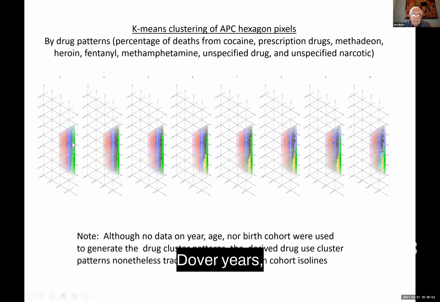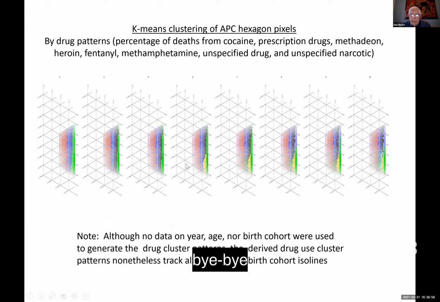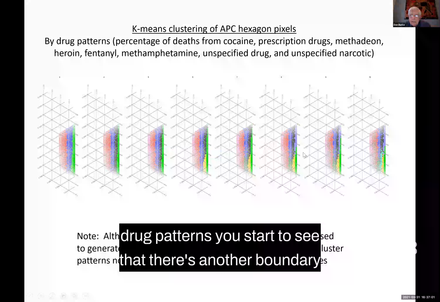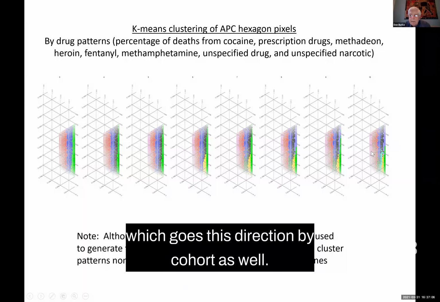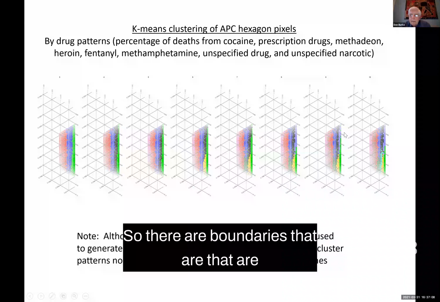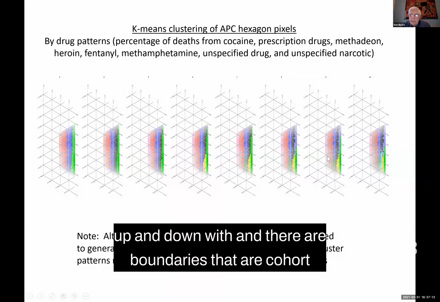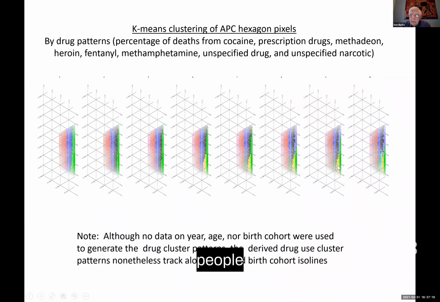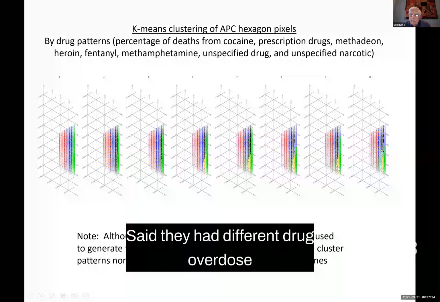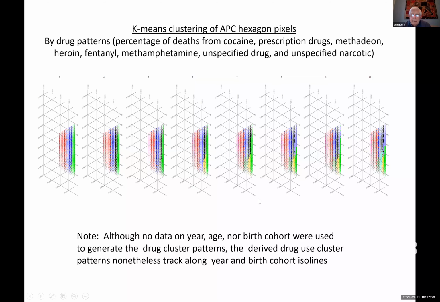The drugs changed over years, but as you keep chopping the clusters by drug patterns, you start to see that there's another boundary here, which goes this direction by cohort as well. So there are boundaries that are up and down, and there are boundaries that are cohort by drug. And this means that younger people in the recent couple of years have had different drug usage patterns than older people have.